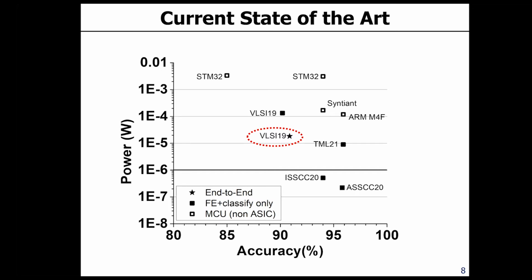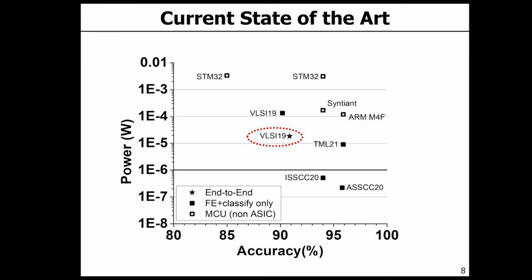But there's also one symbol. I have a star mark here, right? And the difference between the star mark and this square symbol is that the star mark actually contains every component that I showed in the previous slide: analog front end, analog to digital converter, and then feature extraction and classifier. Whereas these square symbols only represent the digital components, meaning feature extraction and the classifier.